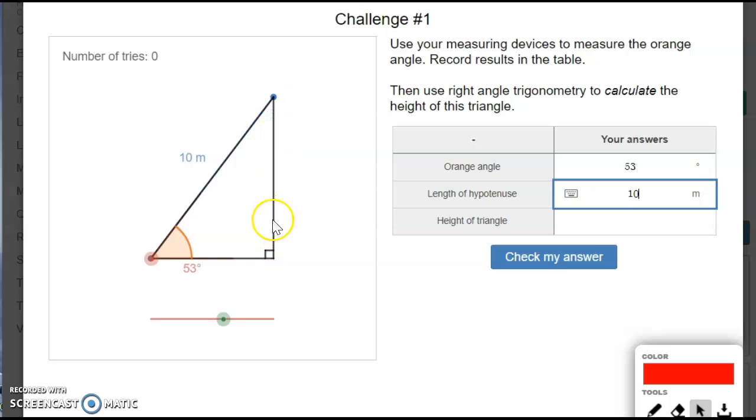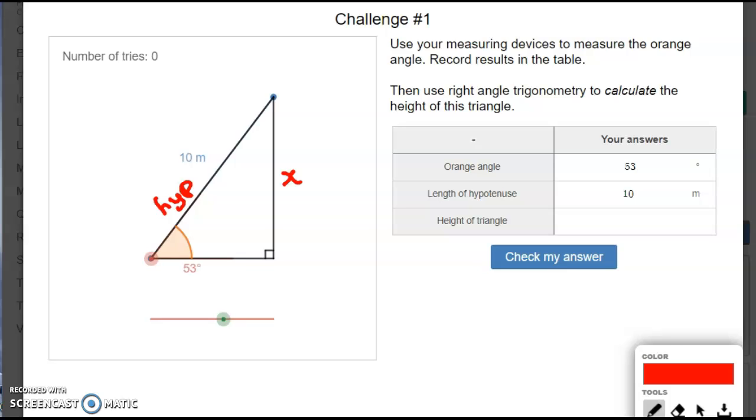How will we do that? Well, we know an angle and we know one of the side lengths, and it's a right angle triangle. That means we can figure out the rest of the measurements. So what will we do? Well, let's talk about that. So we have the hypotenuse, and we're trying to find this side length, and let's call that x.